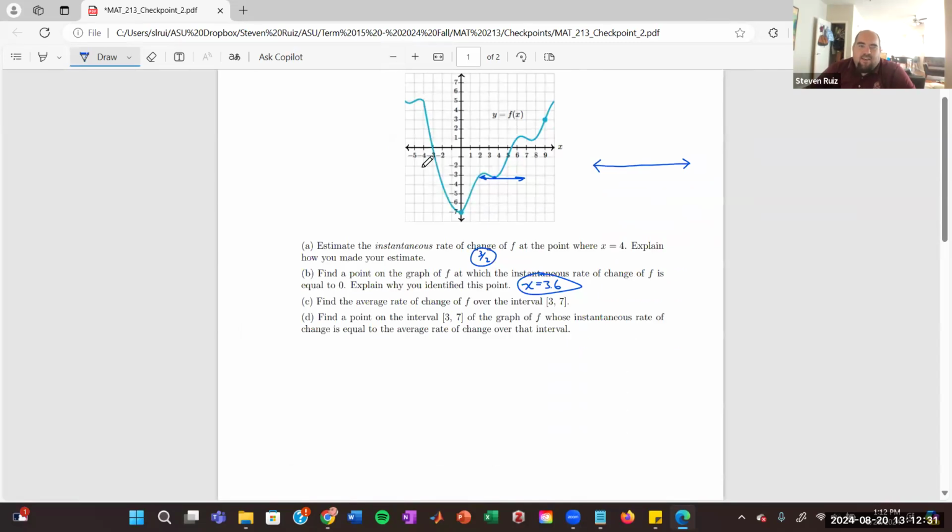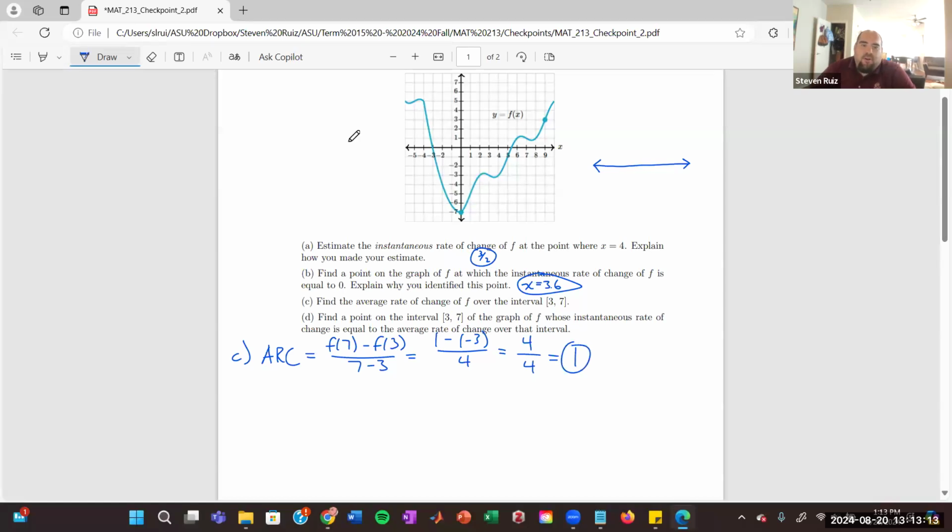C, find the average rate of change of f over the interval [3, 7]. This is something that we did last week, so I'll run through this quickly. Our average rate of change, at least in terms of the calculation, is not much different from how you find a slope. What's f(7) minus f(3), divided by 7 minus 3? f(7) looks to be 1. And f(3) looks to be -3. So I believe I have 4/4. So my average rate of change is 1 over this interval.